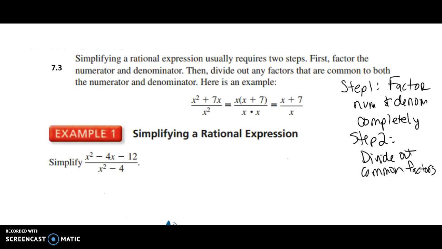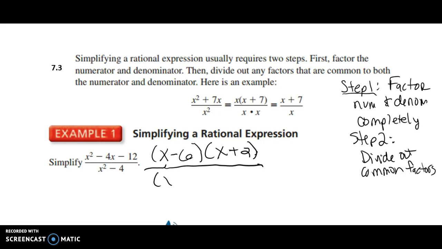So simplifying is basically 2 steps. I know it's written in print and then I just wrote it here. You want to factor the numerator and denominator completely and then divide out any common factors. So let's try that in example 1. The numerator is an easy trinomial that can be factored into x minus 6, x plus 2. The denominator is a difference of squares that can be factored into x minus 2 and x plus 2.